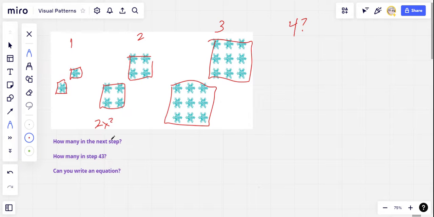But let's pause there for a second on that one. We'll come back to that equation. That's just my hunch. I saw that right away, so I want to jot it down.